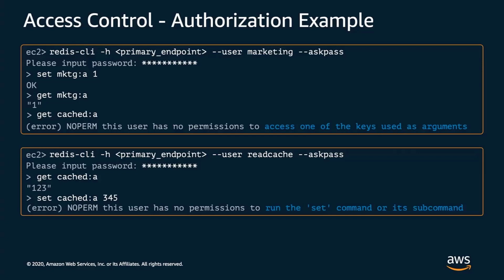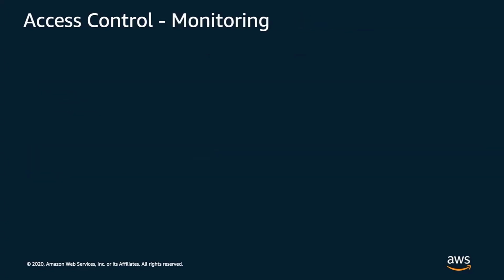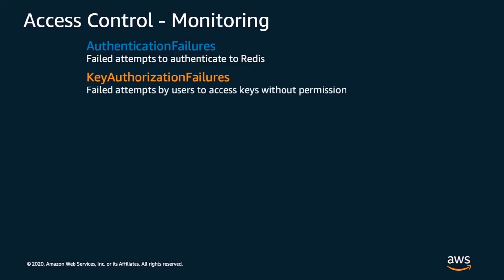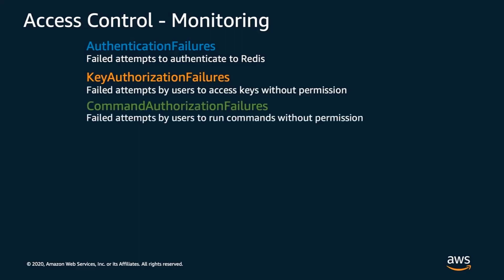Now, in addition to these new controls, our new release also contains some additional metrics that are emitted to Amazon CloudWatch, and that's going to help monitor authentication and authorization failures. These are divided into 3 categories. The first is authentication failures, which can occur when a user attempts to log in without the appropriate credentials. The second is key authorization failures, like you saw a minute ago. It's when a user attempts to access keys without the appropriate permission. And we also have a command authorization failures metric, again as you saw a minute ago, where a user attempted to run a command without authorization.